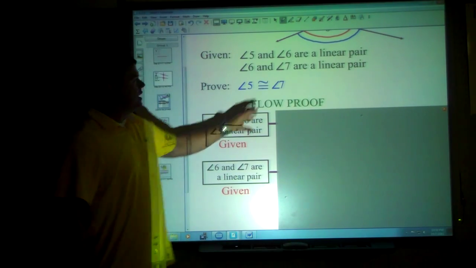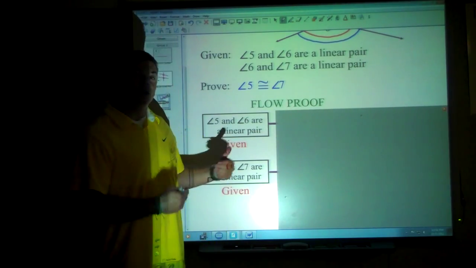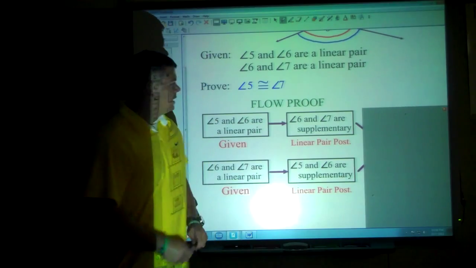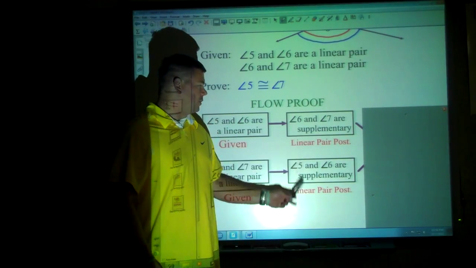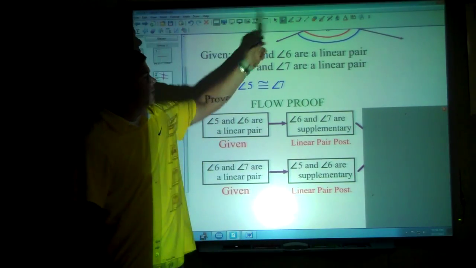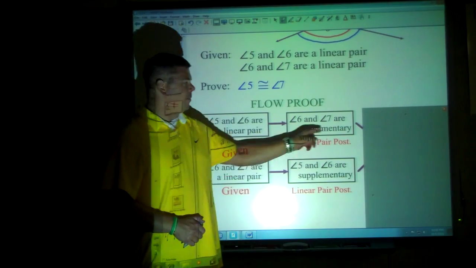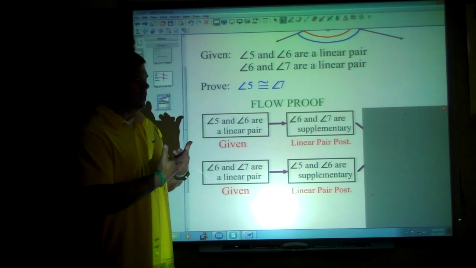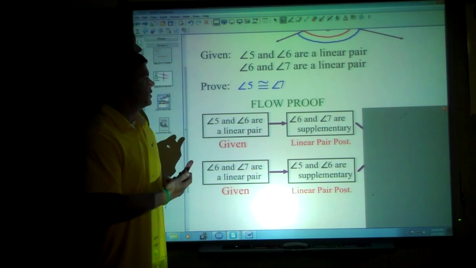So I'm taking the two pieces of information somewhat separately, and from there I move into the next piece. Now, the fact that we know they're a linear pair tells us something else. It tells us that they are both supplementary. And the reason I know 6 and 7 are supplementary and 5 and 6 are supplementary, just like I'd drawn up there, is because of the linear pair postulate. The fact that they're a linear pair means the two of them are going to be making 180 degrees.